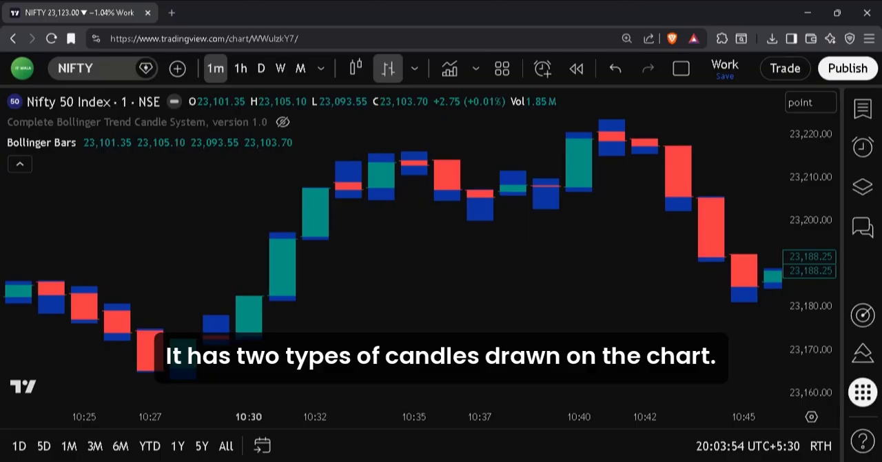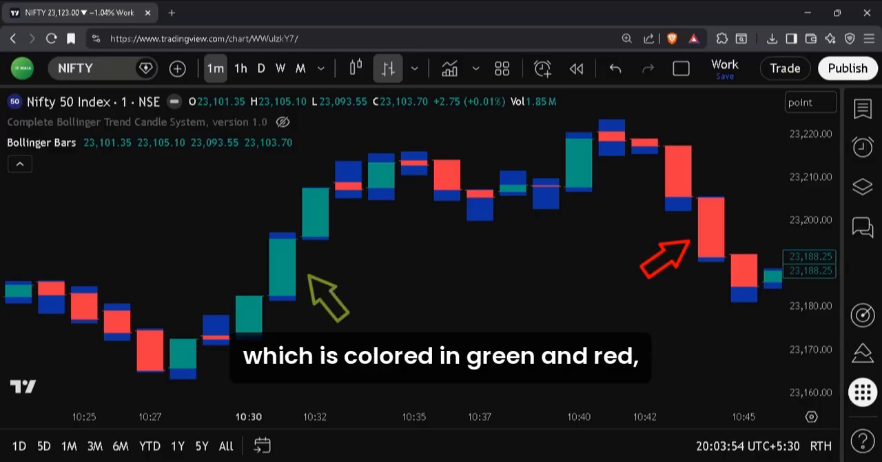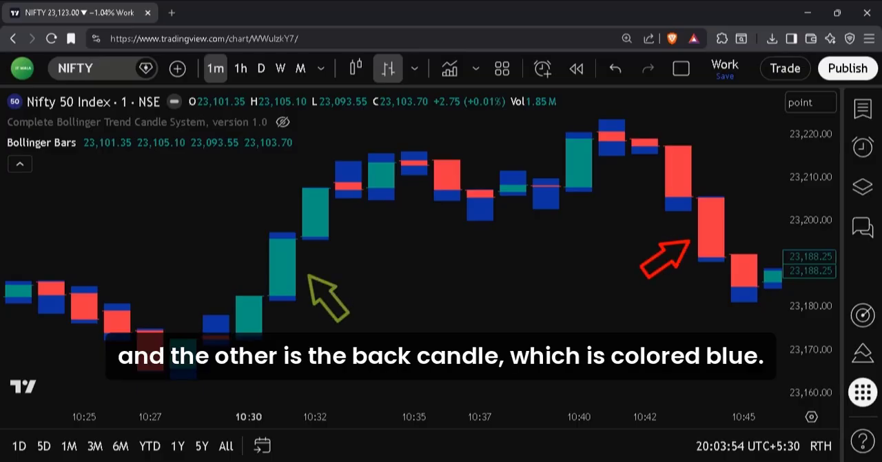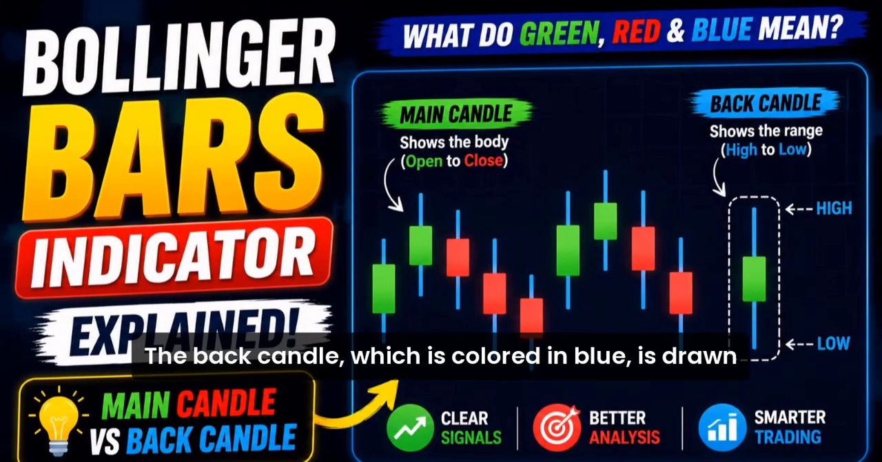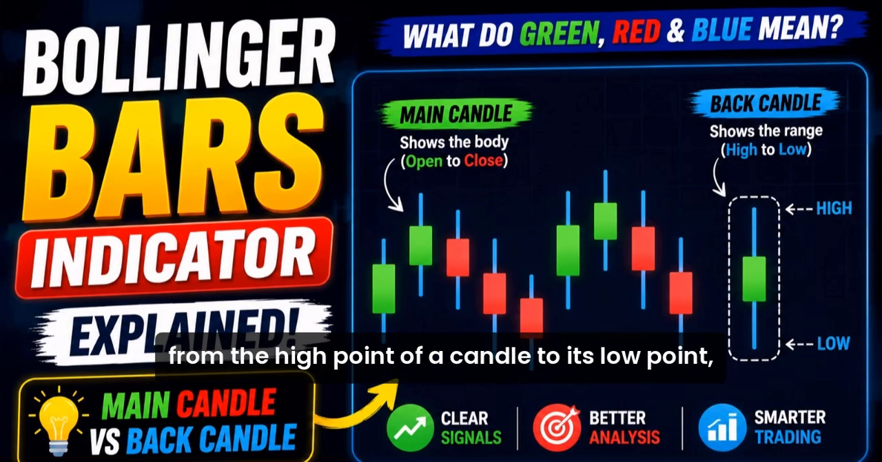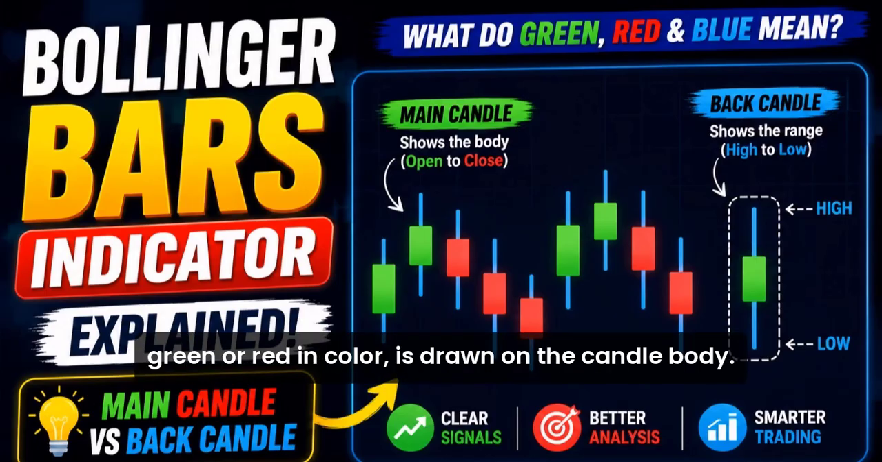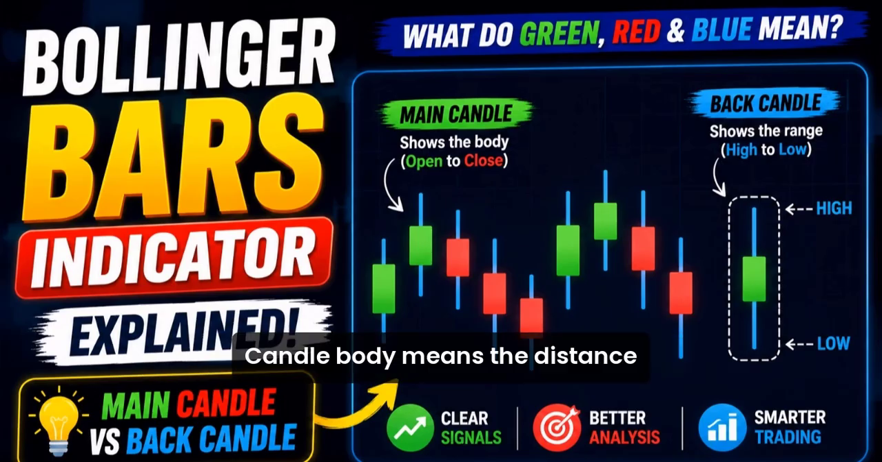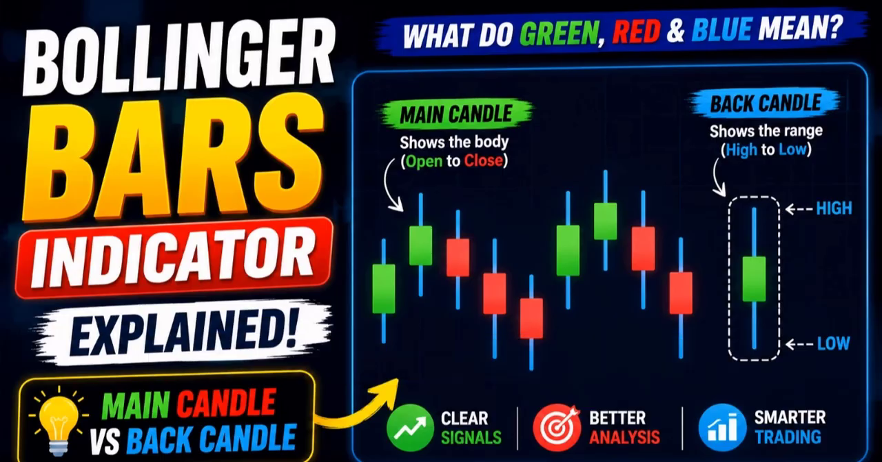It has two types of candles drawn on the chart. One is the main candle, which is colored in green and red. And the other is the back candle, which is colored blue. The back candle is drawn from the high point of a candle to its low point. Whereas, the main candle, which is either green or red in color, is drawn on the candle body. Candle body means the distance between the open and close values of a candle.